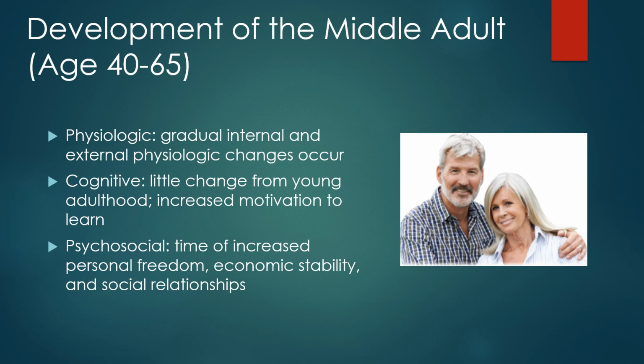Middle adulthood is the age range of 40 to 65 years old. During this developmental time frame, internal and external physiological changes occur. Many people during this age range will mention that they start feeling older or looking older. Fatty tissue tends to become redistributed to the abdomen, and there's an overall increase in fatty tissue, along with a gradual decrease in muscle tissue and strength, making people in this age range look less lean, feel less lean. They don't feel as strong as they used to when they were younger.